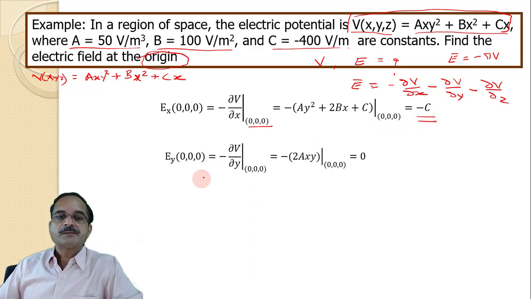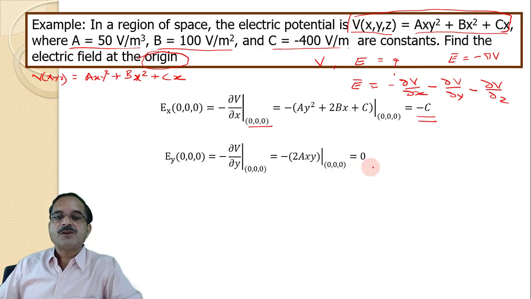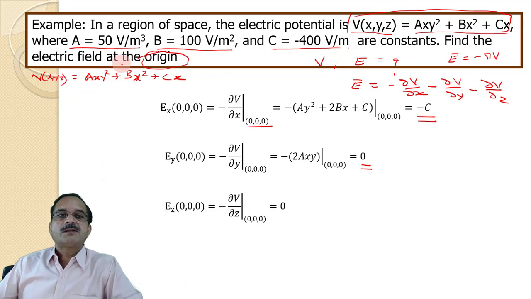In the same manner, derivative of V with respect to y, that is minus derivative of this, so this is minus 2a xy, because only the first term will exist, second term and third term there is no y, so that's why it is twice a xy. So substituting x equal to 0, y equal to 0, this gives me 0. Similarly, the third one, z component. In V(x,y,z), whatever expression for V is given, there is no z component here, so that's why the derivative will be 0.